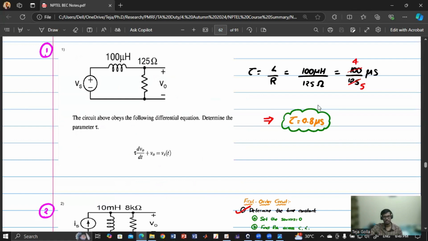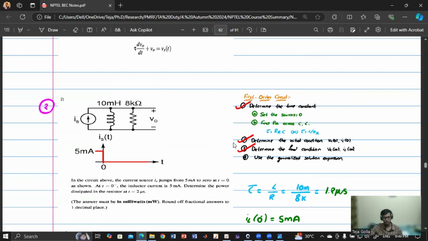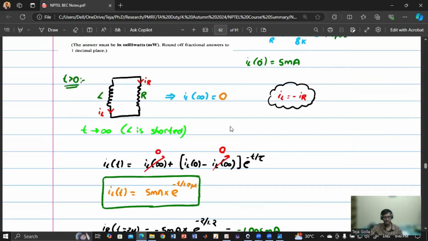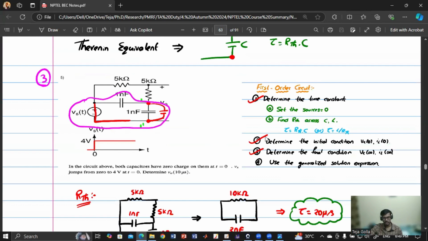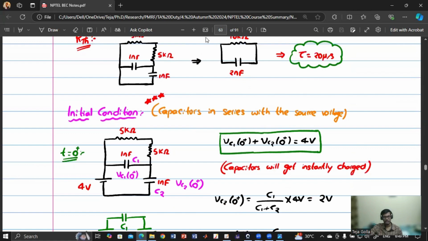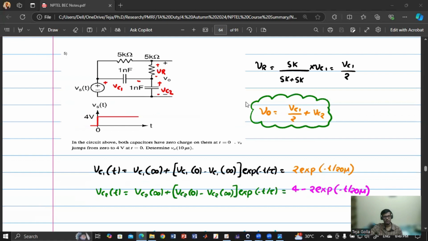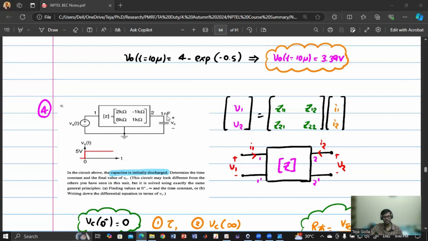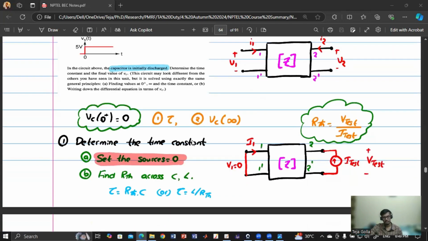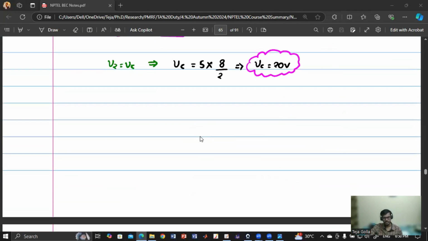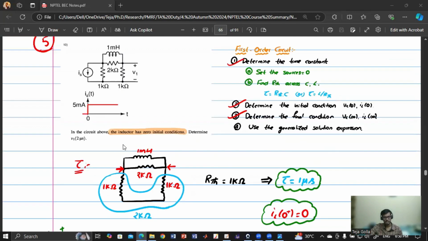So for any given question, we have followed the same rules. I have always copy pasted this and followed the same rules. First, you find the time constant, then the initial condition, then the final condition, then use the generalized expression. All the problems I have solved using the same steps. Some problems may be a little bit different or tricky, and sometimes they give the parameters, but the process remains the same. First determine the time constant, then the initial condition, then the final condition, then use the generalized expression to get the solution for the inductor current.